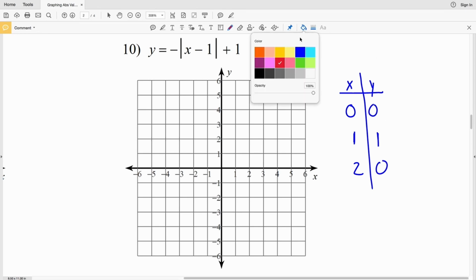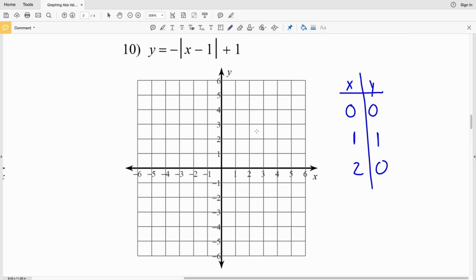Now that we have 3 points, let's go ahead and graph this absolute value function. We have the point (0, 0), we have the point (1, 1), and we have the point (2, 0). So we have 2 lines with opposite slopes meeting at the vertex. And that's the answer for number 10.